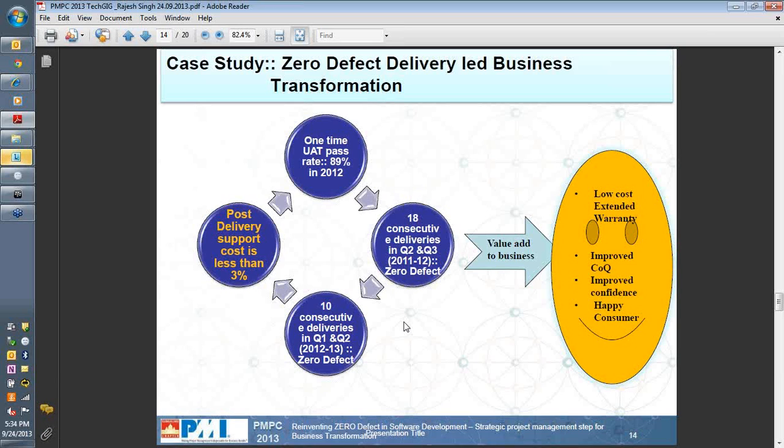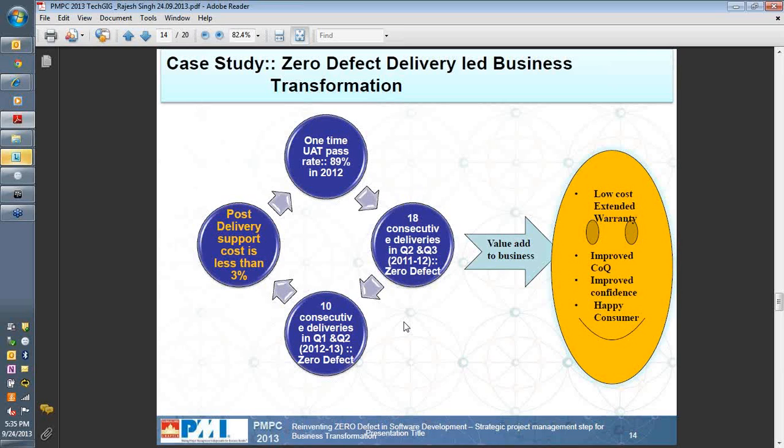In 2011 and 12, we were able to deliver 18 consecutive deliveries to the customer which were zero defect deliveries. In those 18 consecutive deliveries, the customer did not find even a single defect. That was a milestone we had achieved. In 12-13, we have already delivered 10 deliveries to the customers where there were no defects in the 10 consecutive deliveries.